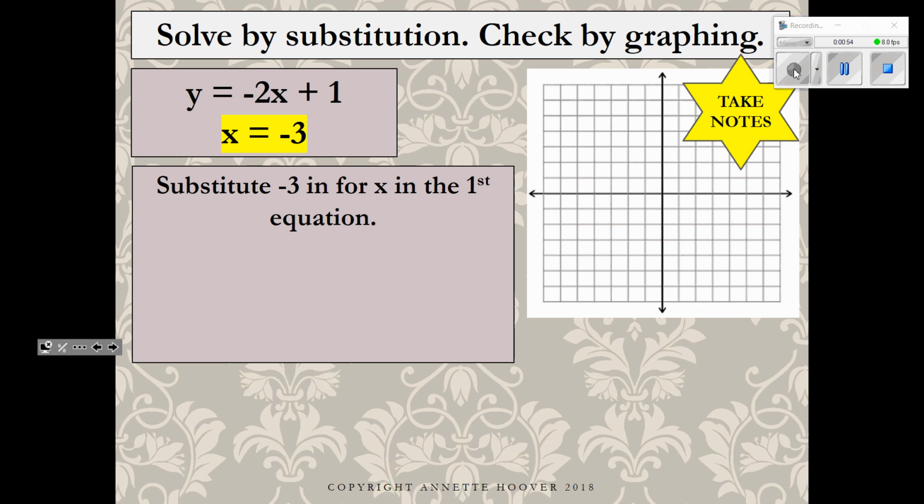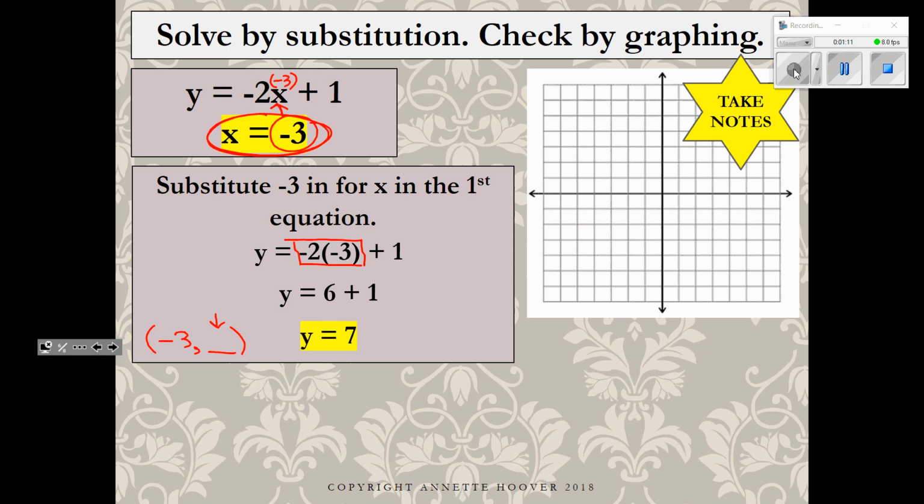When we do that, it looks like y is equal to -2 times -3 plus 1. We just substitute, this is where the x was, and we subbed in the -3. Now to solve, we follow our order of operations, and -2 times -3 is a +6. So we have 6 plus 1 is equal to 7. So y is 7. So here's our ordered pair. x was -3. We solved and found that y was 7. So we think that when we graph these two lines, they are going to cross at (-3, 7).